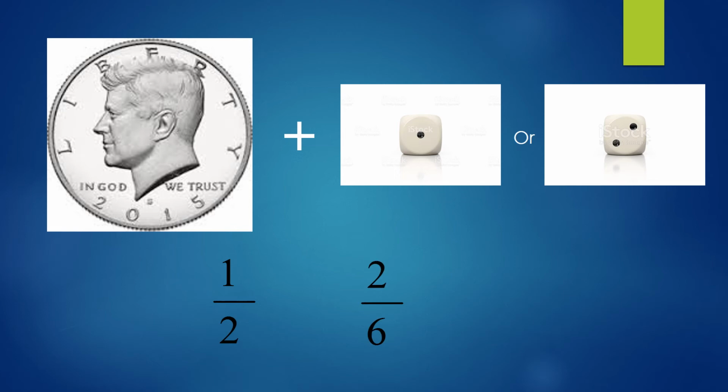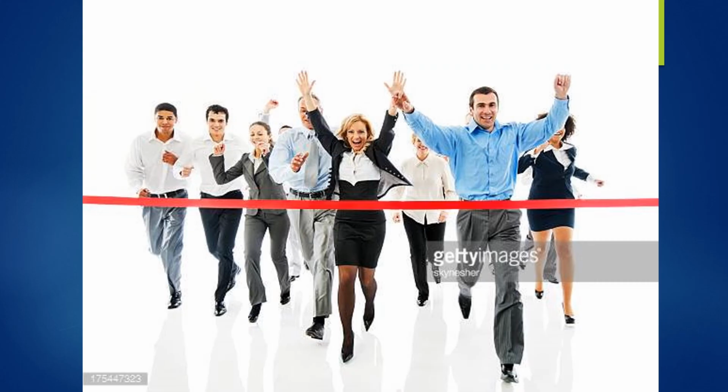of 6. To find the probability of both events happening together, we must multiply the probability of each event, or 1/2 multiplied by 2/6 is equal to 1/6, or 16 2/3%.